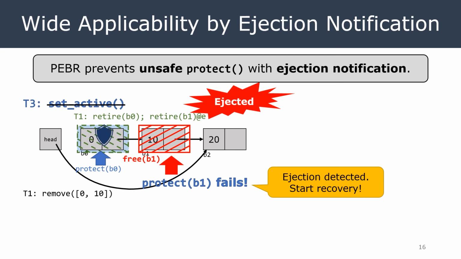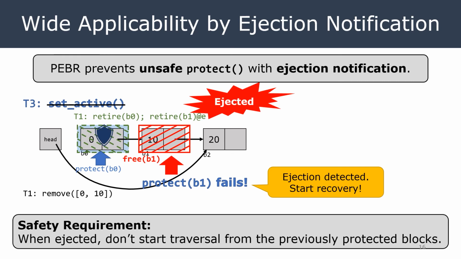But actually, in order to guarantee the total absence of unsafe protect, T3 has to follow this requirement during the recovery procedure. If a thread is ejected, then it must not start the traversal from the previously protected block. In this case, the requirement says that T3 should not traverse the linked list starting from the block B0. You may think that this requirement may restrict the applicability of PEBR, but that is not the case.